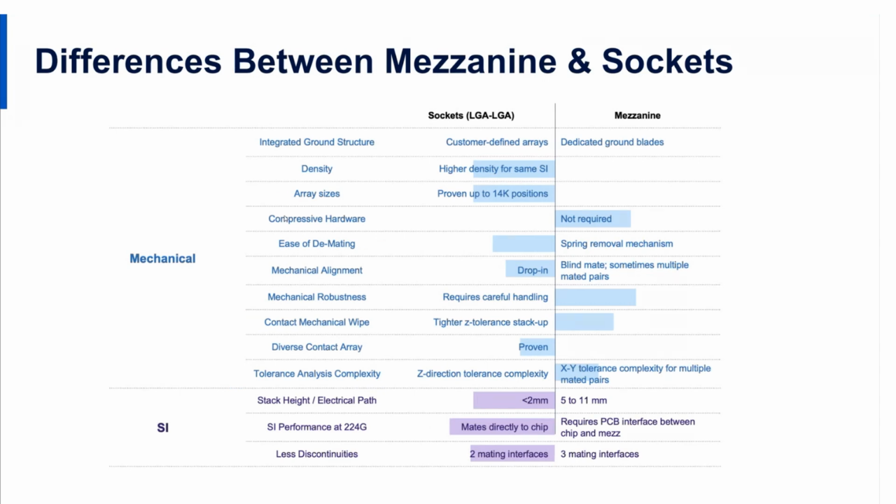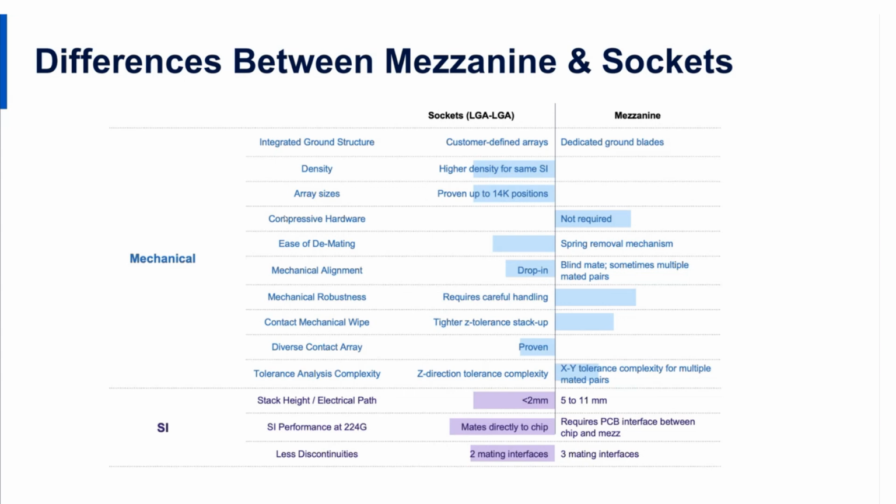So I talked about earlier that sockets are no longer just mainly used as a general term for CPUs like Intel and AMD. We're seeing an interest in sockets, if you will, or interposers to replace mezzanine connectors. So there are differences between the two. So from a mechanical standpoint, the sockets, if you will, or interposer allows the customer to define their own array without concerns about any standardization of the layout, whereas mezzanines have dedicated ground blades.